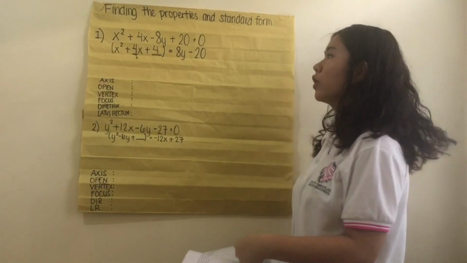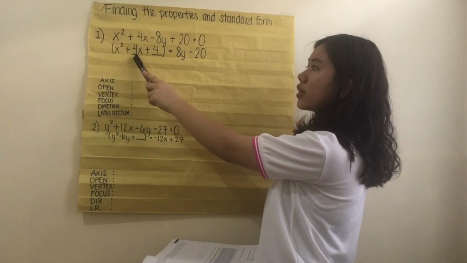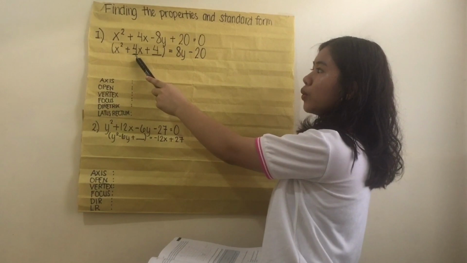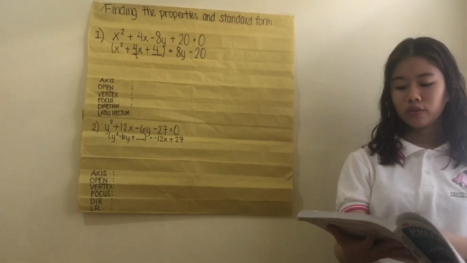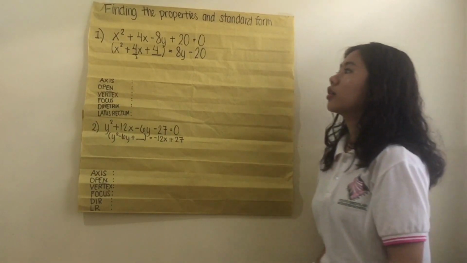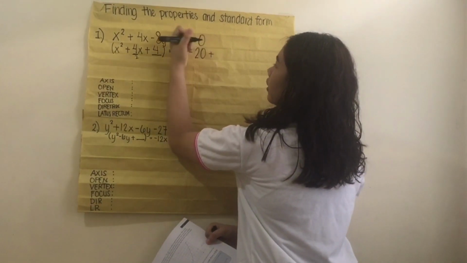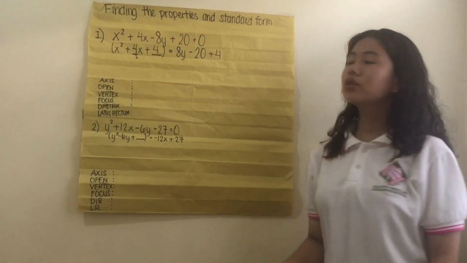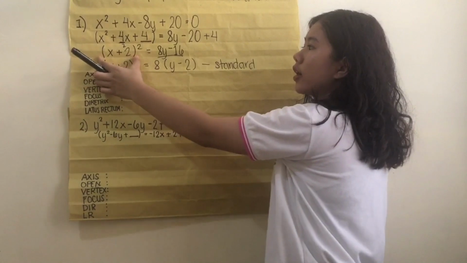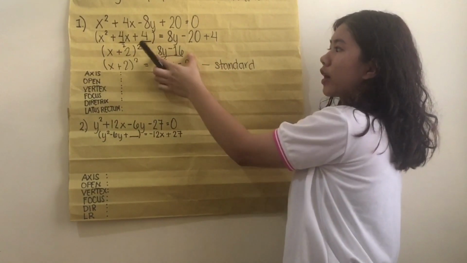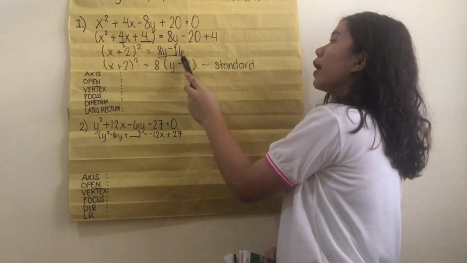The next step is we're going to complete the square. To complete the square, you have to divide by 2, then square. So 4 divided by 2 equals 2, then squared equals 4. Then we're going to apply the addition property of equality, so we also have to add 4 on this side. After completing the square, we're going to factor this side and then simplify the other side. So it became (x plus 2) quantity squared equals 8y minus 16.